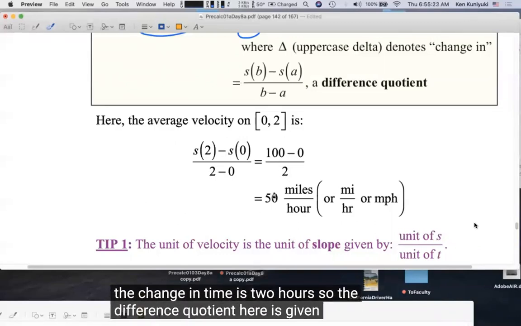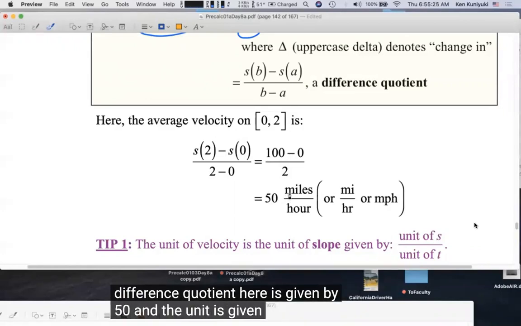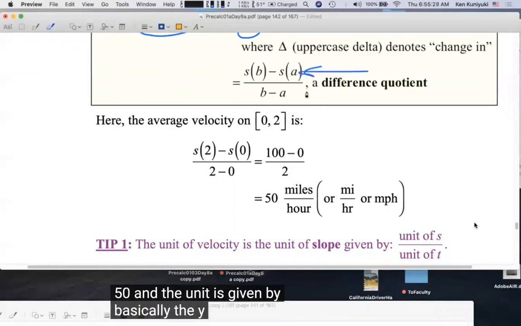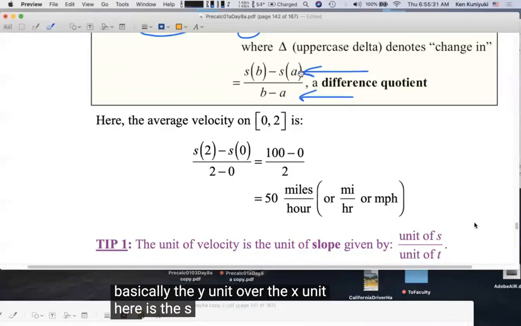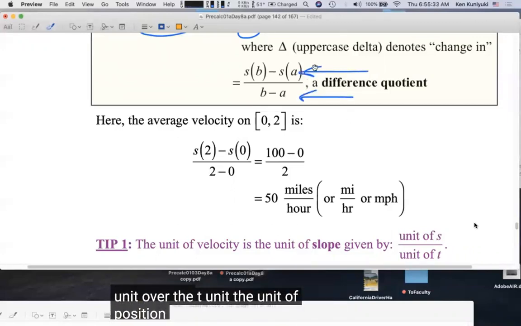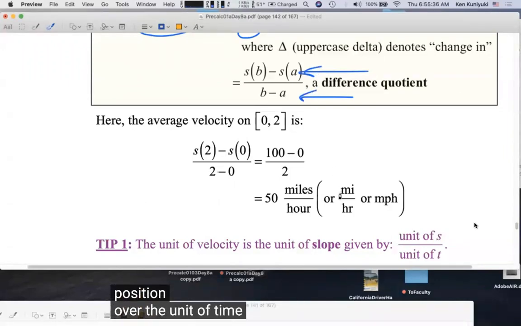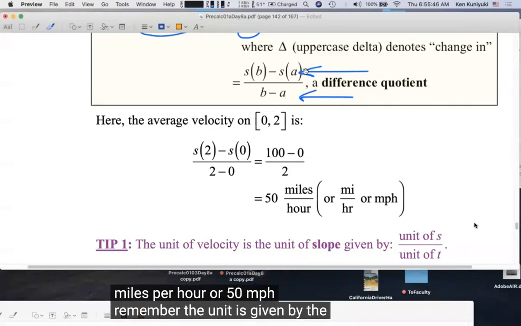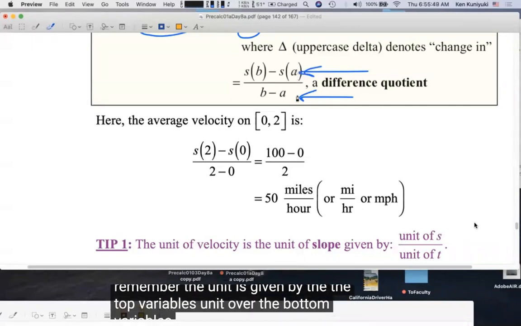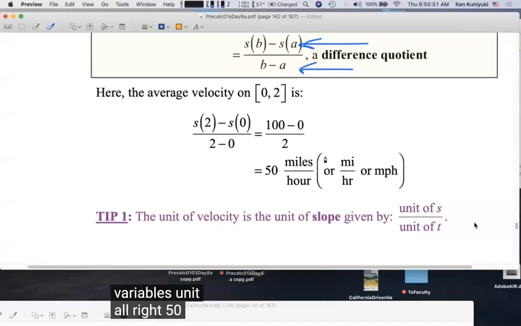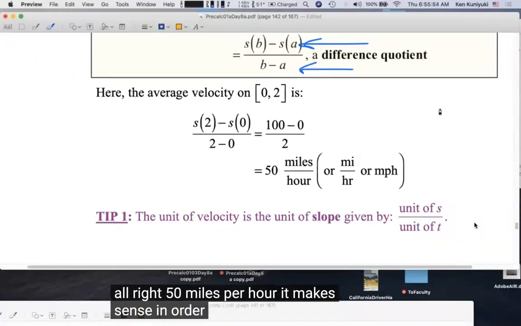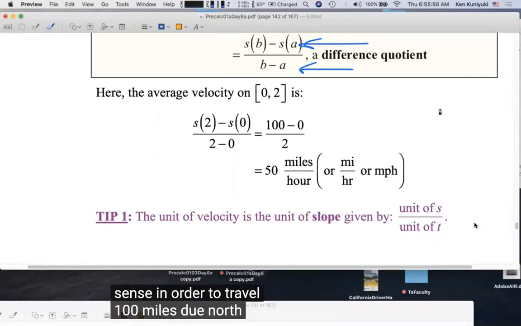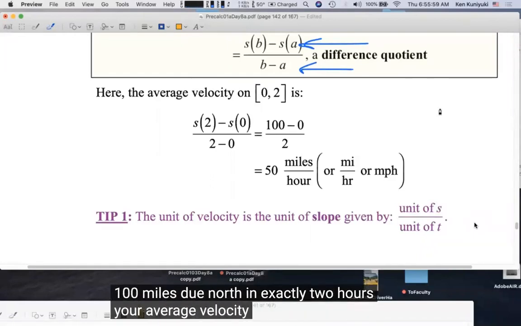So the difference quotient here is given by 50, and the unit is given by basically the y unit over the x unit. Here, it's the s unit over the t unit. The unit of position over the unit of time. Unit of position is miles, unit of time is hours, so it's 50 miles per hour, or 50 mph. Remember, the unit is given by the top variable's unit over the bottom variable's unit. All right, 50 miles per hour. It makes sense. In order to travel 100 miles due north in exactly 2 hours, your average velocity must be 50 miles per hour.